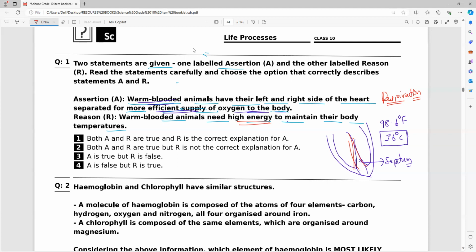So what is the correct answer? A or B or C or D? First, warm-blooded animals have their left and right side of the heart separated, yes, true. Warm-blooded animals need high energy to maintain their body temperatures. Yes. Is it true or not, everybody? Why do we have a separate septum, left and right? Because we need more energy to maintain the body temperature. Am I right or wrong, everybody?